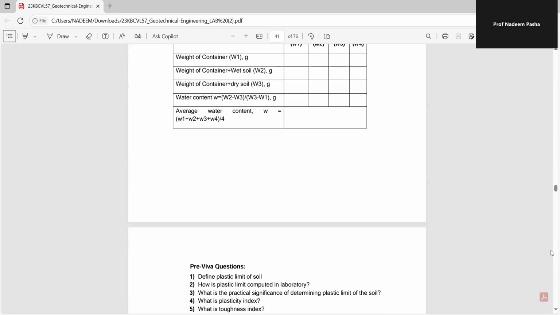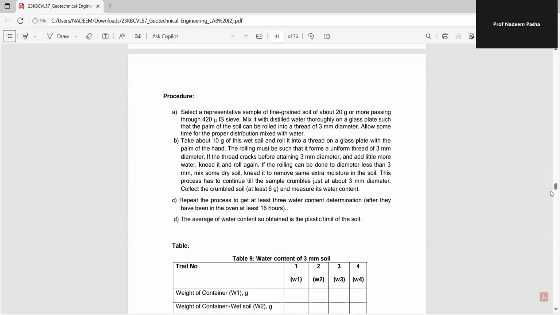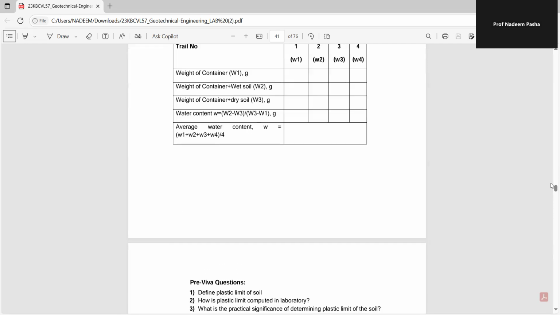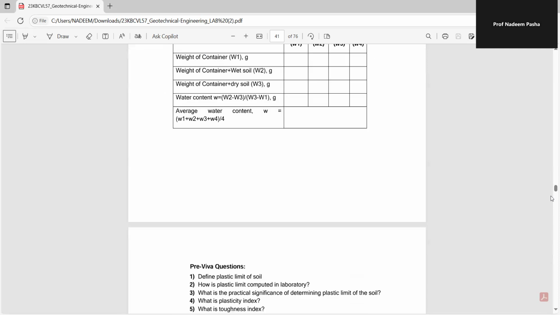So in the tabular column, if you see, the water content of the 3 mm soil, W1, W2, W3, W4. W1 is the weight of the container, W2 is the weight of container plus wet soil, W3 is the weight of container plus dry soil. Water content W is equal to (W2 minus W3) divided by (W3 minus W1). The average water content W will be equal to how much? W1 plus W2 plus W3 plus W4 by 4.